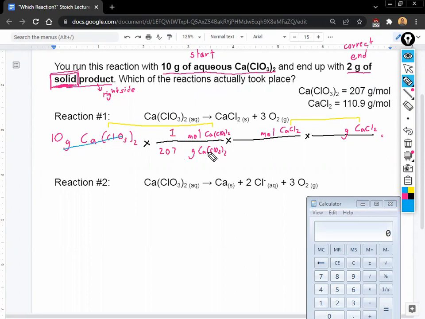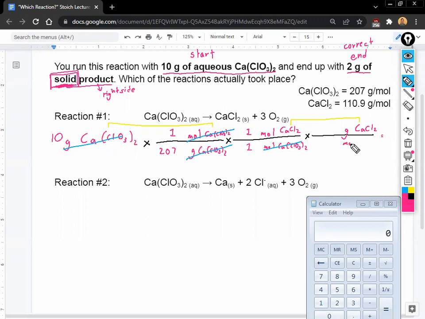That's going to let us cancel out grams. I'm going to put moles of CaClO32 on the bottom. Second fraction, the numbers come from the balanced equation. The numbers in front of those compounds are both 1 and 1, since there's no number in front of either of them. And that's going to let us cancel out the moles.